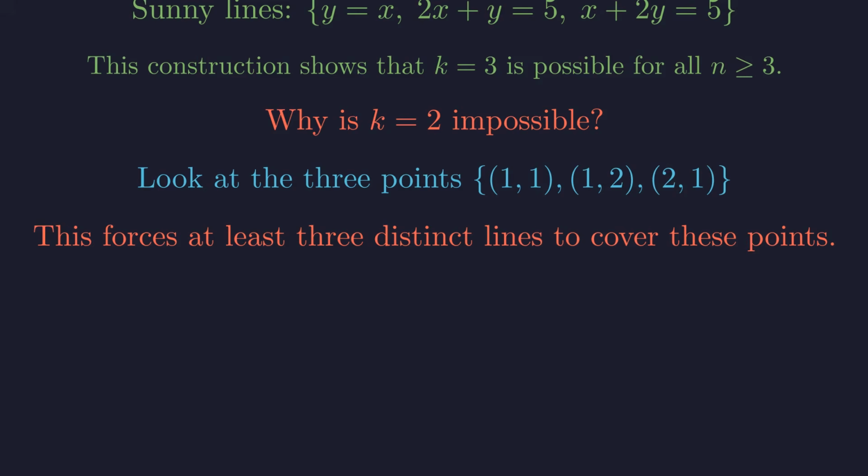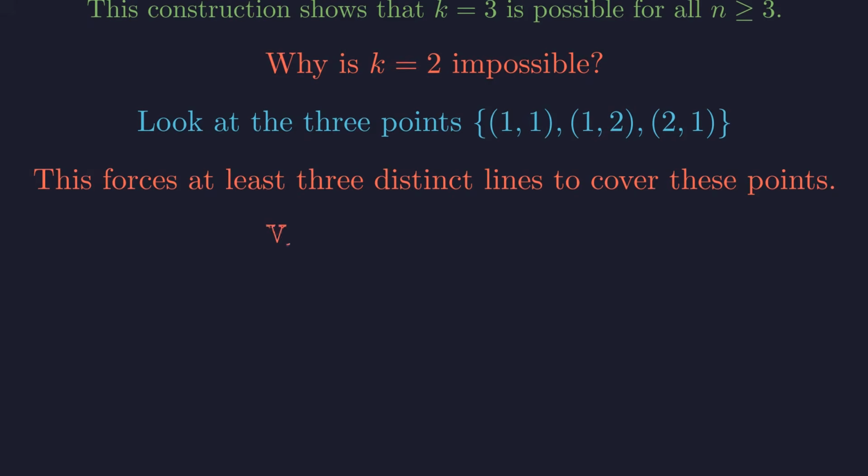If you only have 2 sunny lines, they can cover at most 2 of these points. The third point must be covered by one of your n-2 non-sunny lines. The heart of the formal proof is showing that any such non-sunny line creates an impossible situation for covering the rest of the grid with your remaining lines. An argument based on efficiency shows that k cannot be 4 or greater.